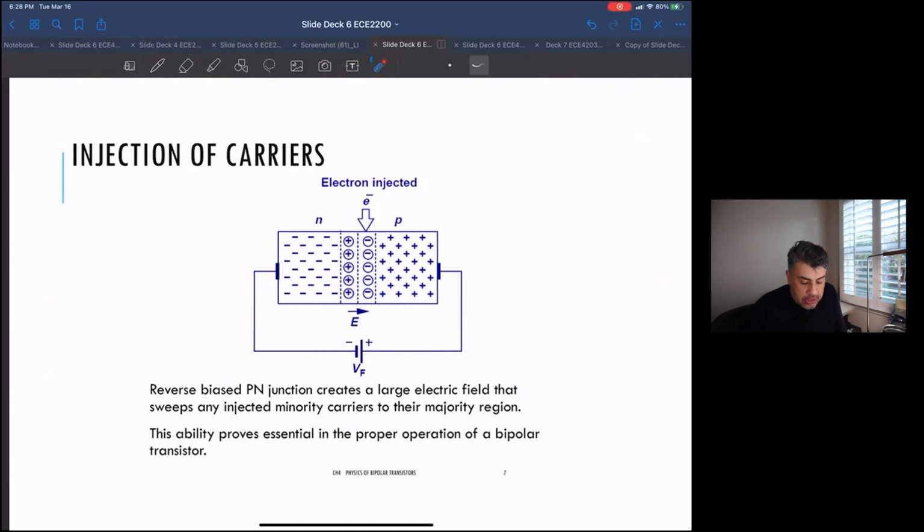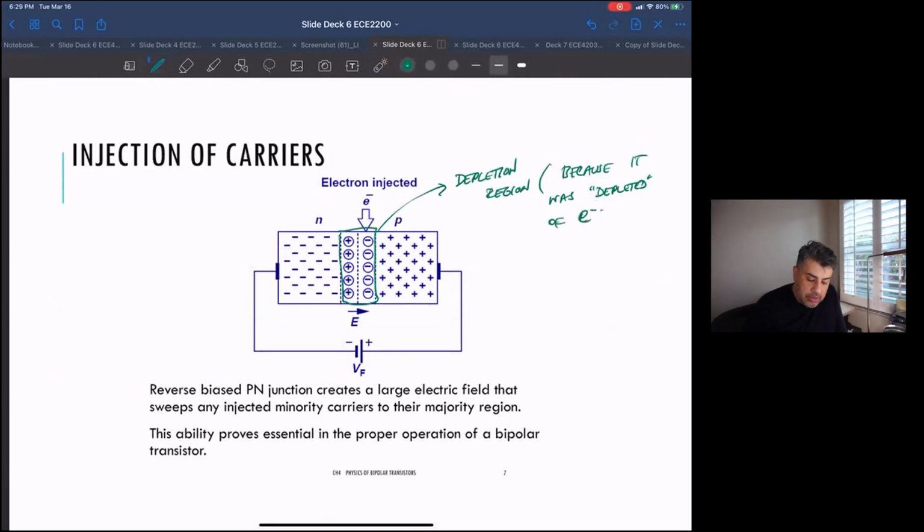So now imagine that somehow, magically, we could inject electrons from the outside into this region, which, remember, was called the depletion region, because it was depleted of electrons and holes. Okay, so it was depleted.